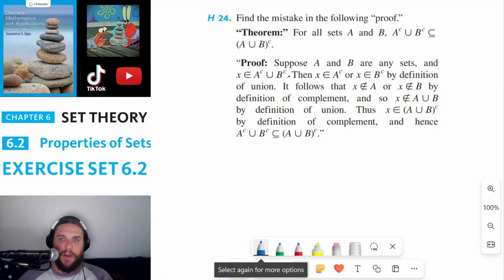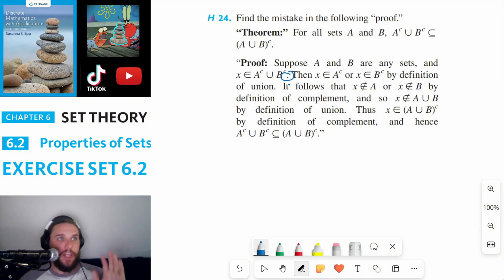Now I'll pause here. Let me just say I haven't seen this proof yet. And so my goal is to run into this mistake with you, with the viewer here. Now the start of this proof looks perfect.